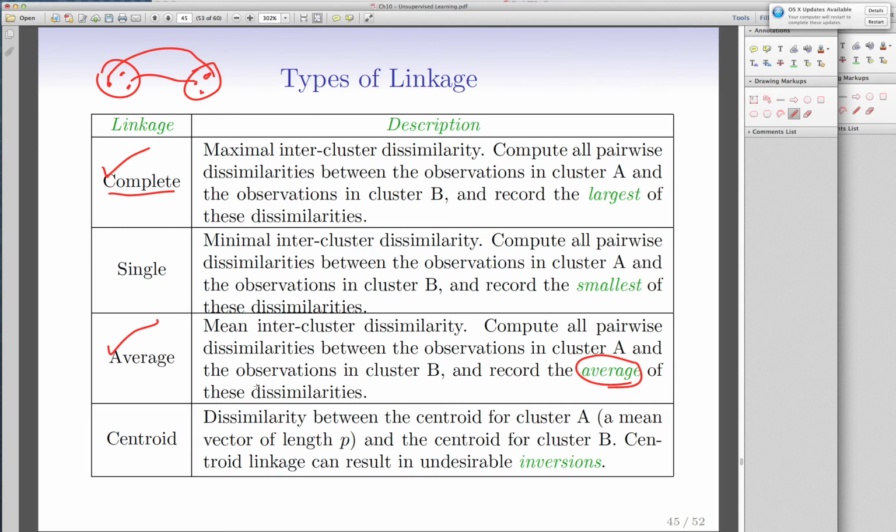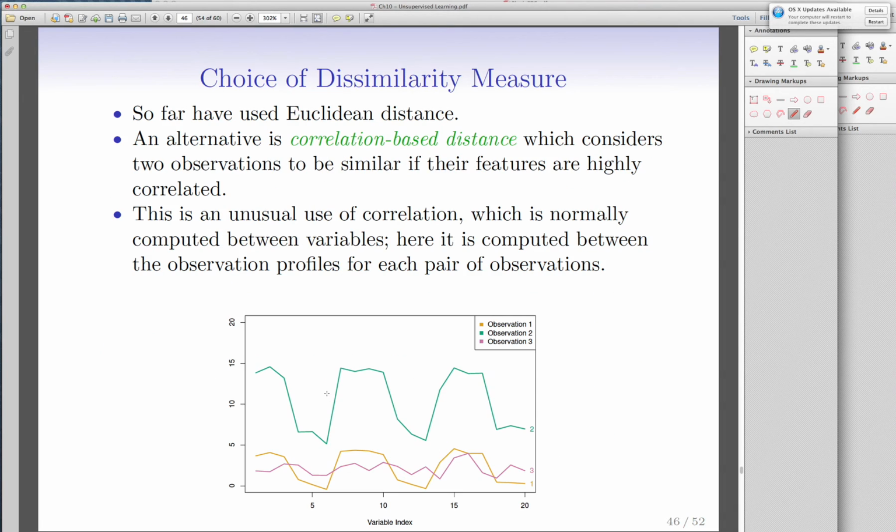And in centroid, you take the average of these observations, so that would be this point, and you take the average of these observations, that would be this point, and you take the distance of these center points. It's not desirable that much.